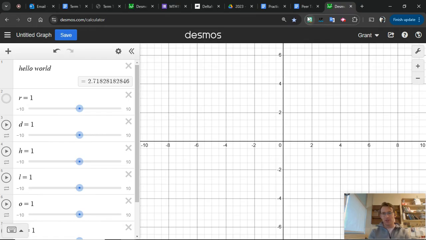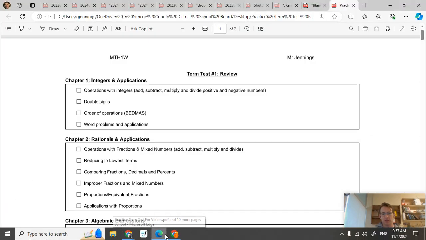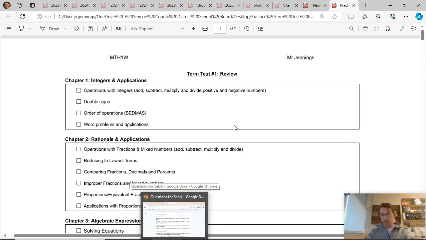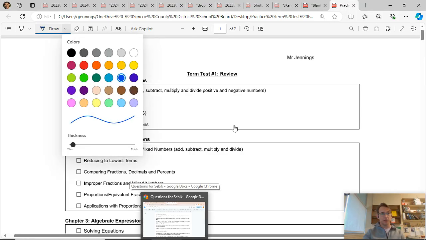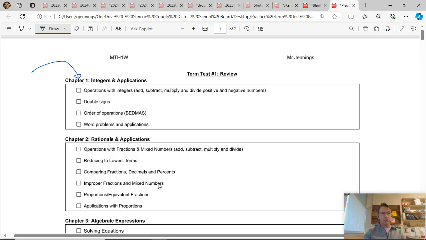This is Mr. Jennings, and we are looking at the integer skills on your term test review. Here's how I would encourage you to use this package, this set of review questions. You can go in there and use this checklist to say, these are the skills that I want to focus on. These are skills I'm really confident on. Maybe you use a check mark just to make sure that you've got everything skill by skill.